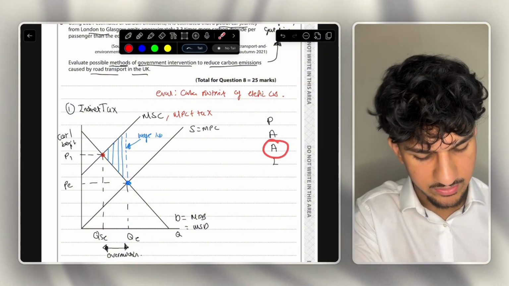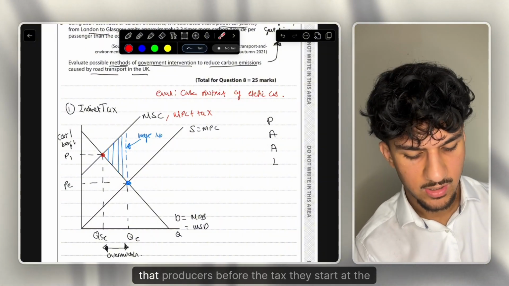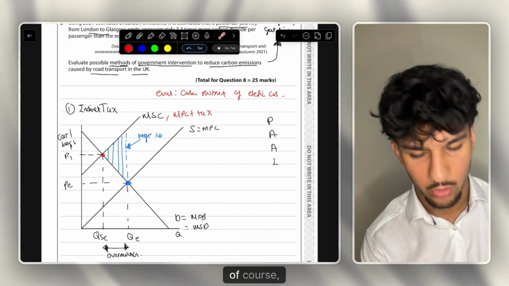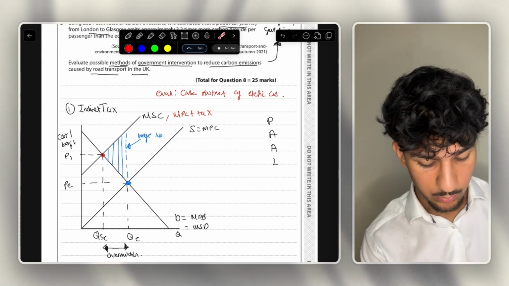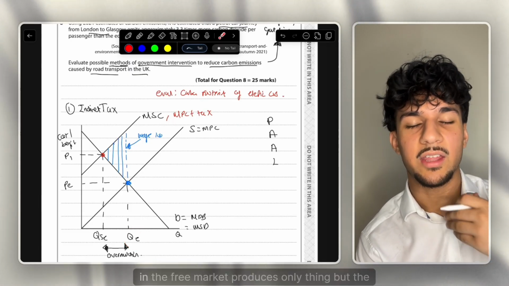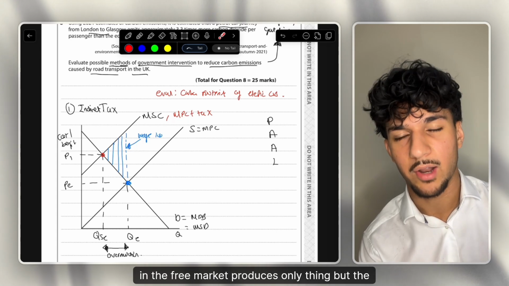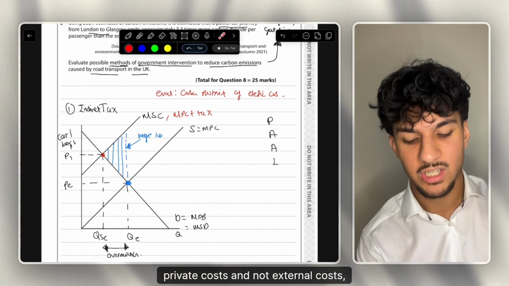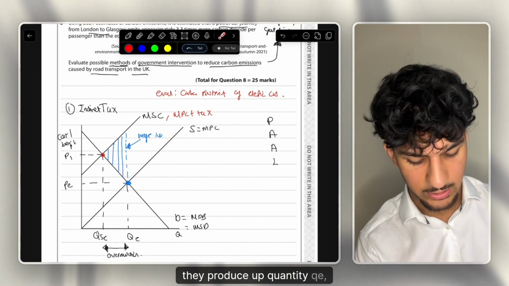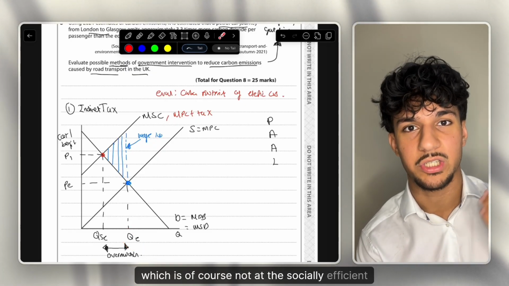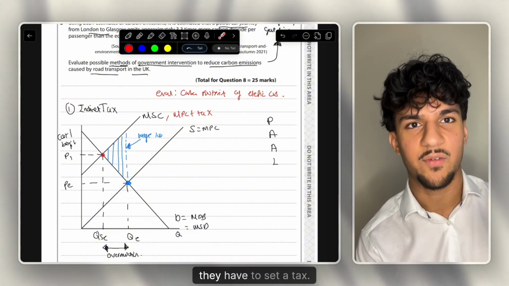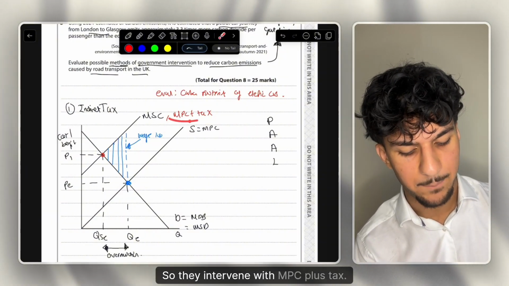So this part of my paragraph. I would probably start by just mentioning that producers before the tax, they start at the market equilibrium. Of course, at the market equilibrium, we are producing at QE. Why is that? Since in the free market, producers only think about their private costs and not external costs. Thus, they overproduce. So they produce at quantity QE, which is of course not at the socially efficient production quantity. Therefore, the government have to intervene. They have to set a tax. So they intervene with MPC plus tax.